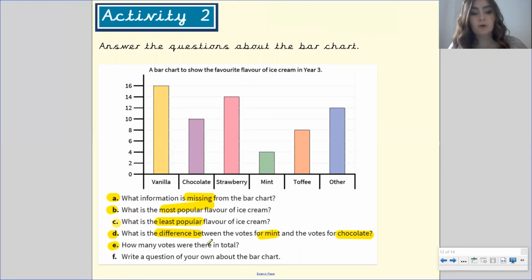E says, how many votes were there in total? What do you think that question might be asking you to do? And the last question says, write a question of your own about the bar chart. If you are completing activity number 2, please pause the video here to do that now.